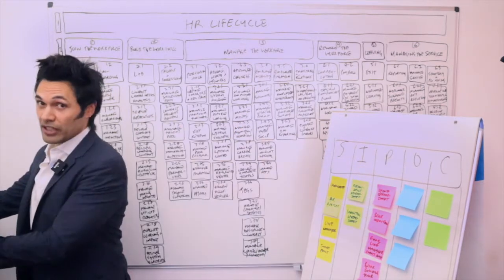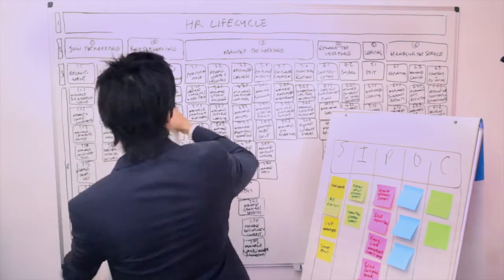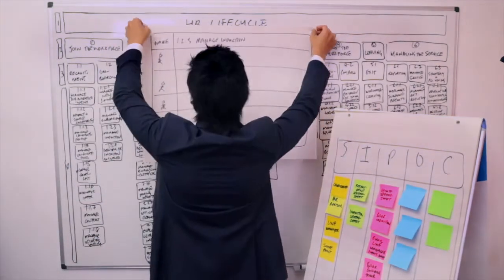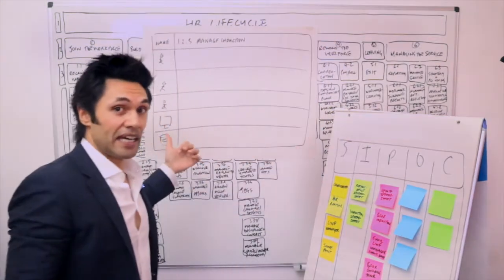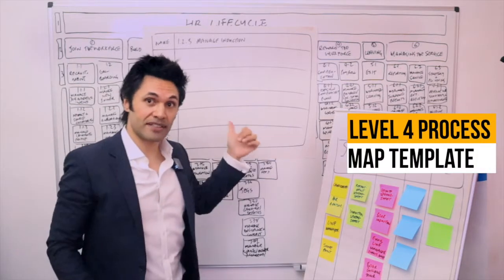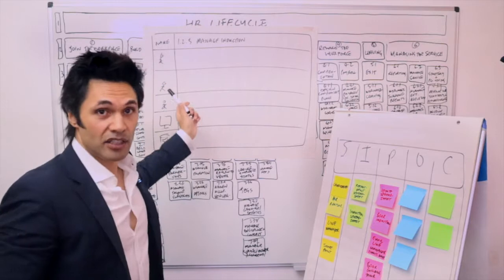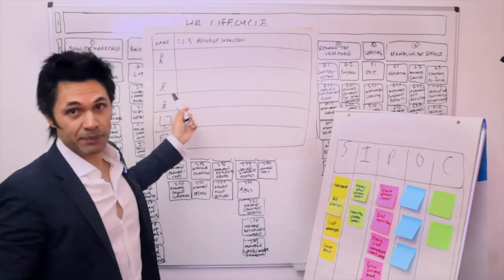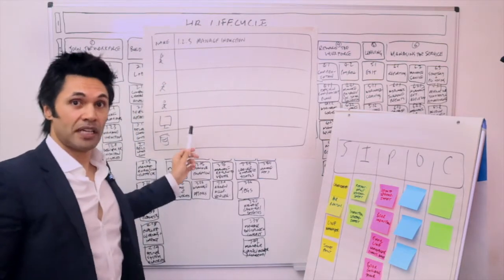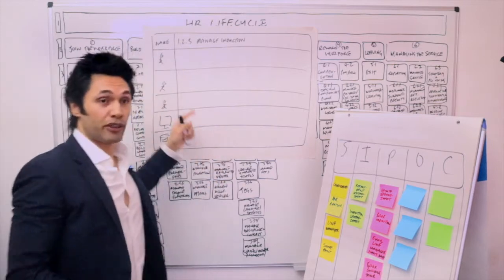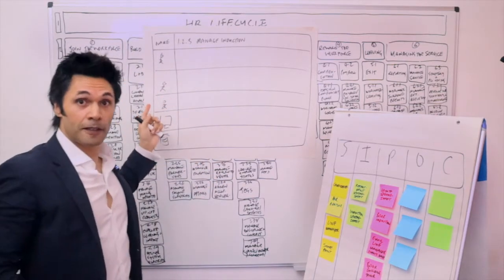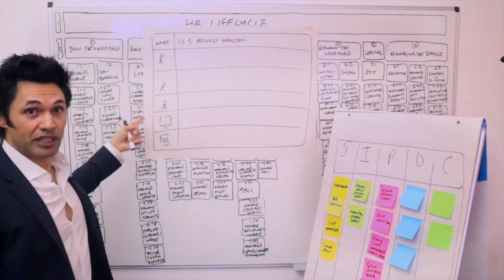I'm going to get my piece of paper here. So what I have here is a swim lane process template. I've drawn on a flip chart paper here, swim lane. This is a swim lane process map, or a template for a swim lane process map, and it's got 5 lanes. We've got 3 reserved for human actors, then we've got 1 for technology and 1 for data.